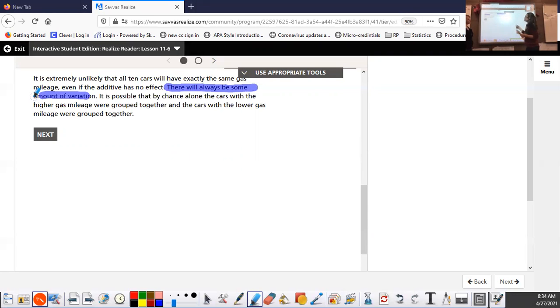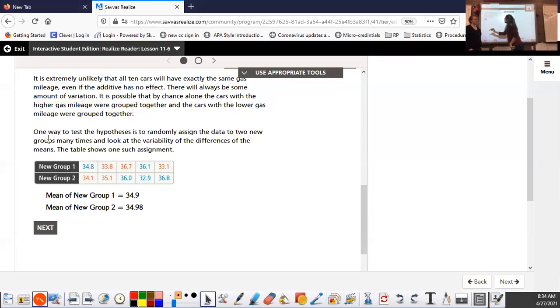It is possible, and this is maybe a sentence that you might write down, that by chance alone the cars with the higher gas mileage would group together and the cars with the lower gas mileage would group together. Maybe you don't want to write it down. Maybe you just want that idea that it's chance. The grouping might just be responsible for the difference.